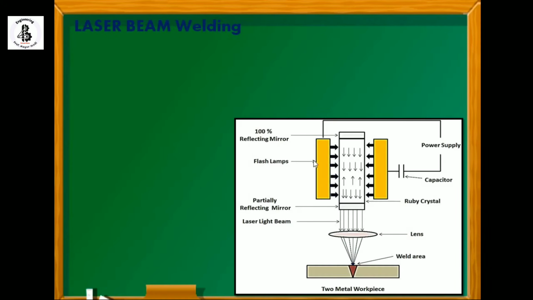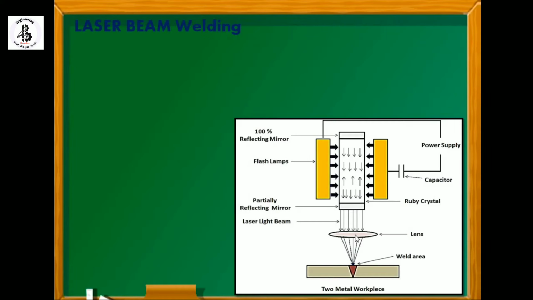flash lamps, after a certain voltage difference, a tremendous amount of light is produced. You can see there is a chamber with a 100% reflecting mirror on one side, and on the other side a partially reflecting mirror. So all the excited molecules of the light source are generated in this chamber, and through this partially reflecting mirror, all the rays of that light source pass in the form of a beam towards a lens.